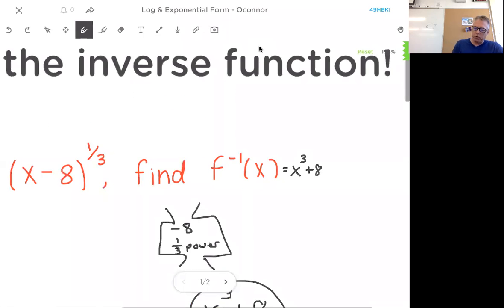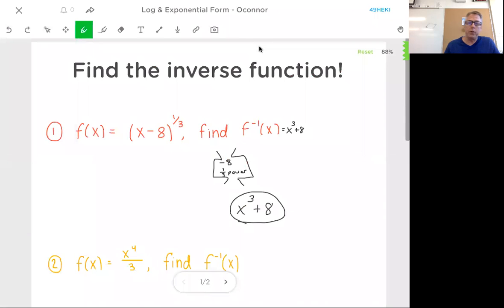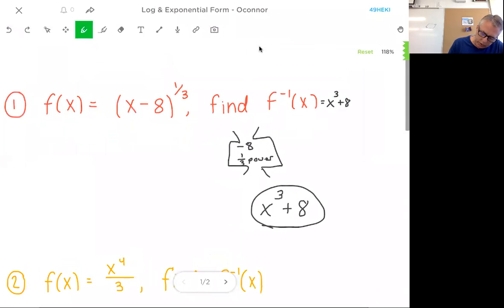Now, of course, many of you that did the other method came up with that answer, and that's a perfectly good way to do it. So I'll switch the x's and y's. Then I get x equals y minus 8 to the 1/3 power. And I'm going to solve this for x. Now, some of you got stuck here.